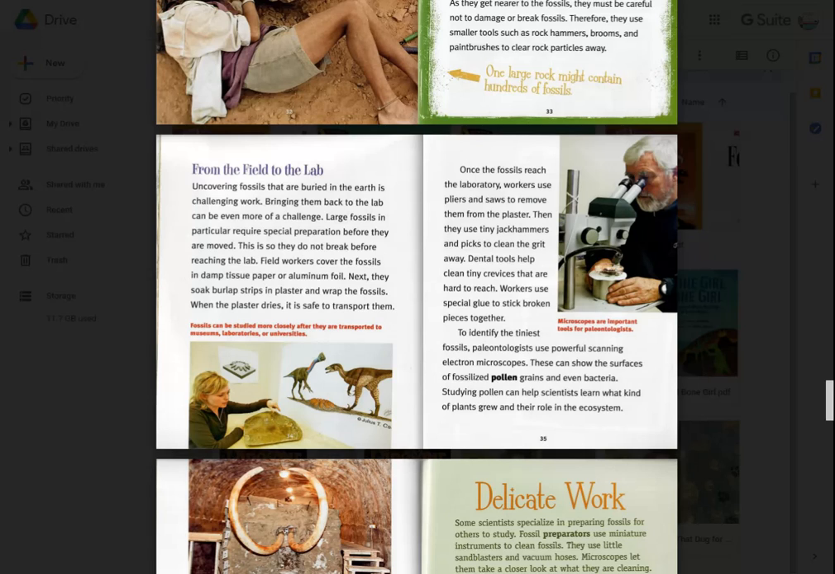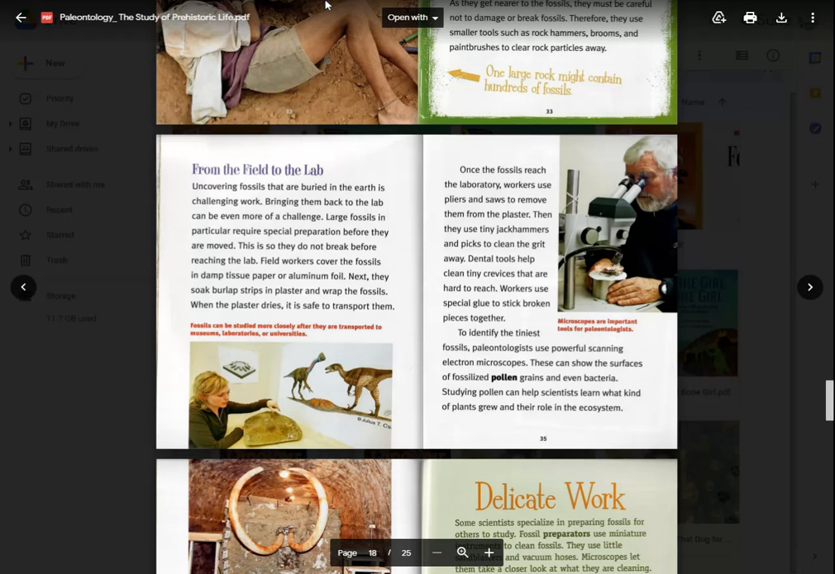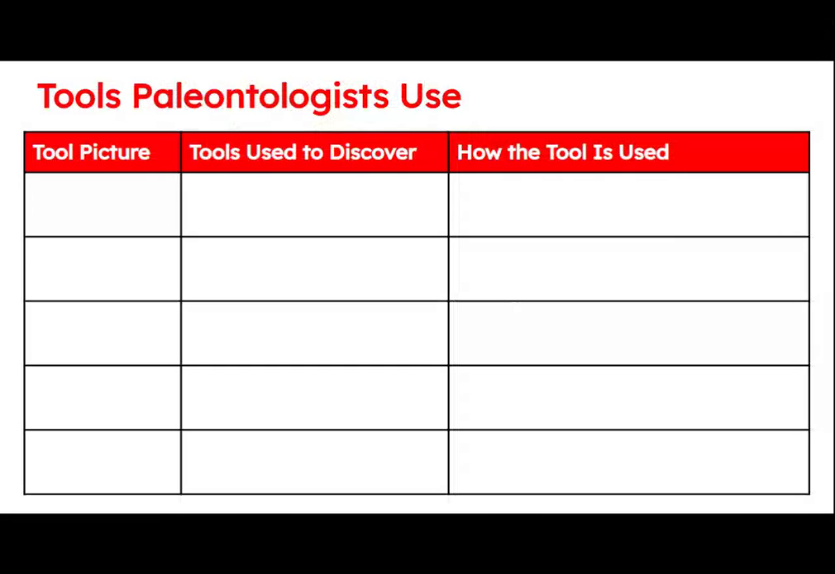So here is a paleontologist looking at fossils through a microscope. Microscopes are important tools for paleontologists. Did you notice that they can even use dental tools to clean the tiny crevices that are hard to reach? Okay, let's go back. So let's go back and fill in our chart.